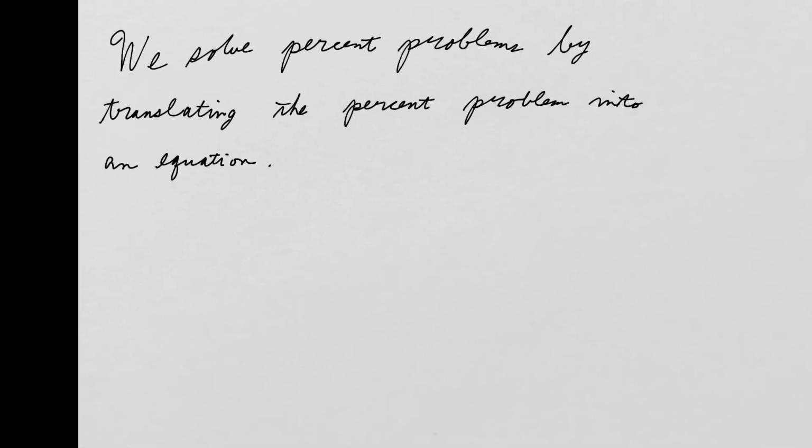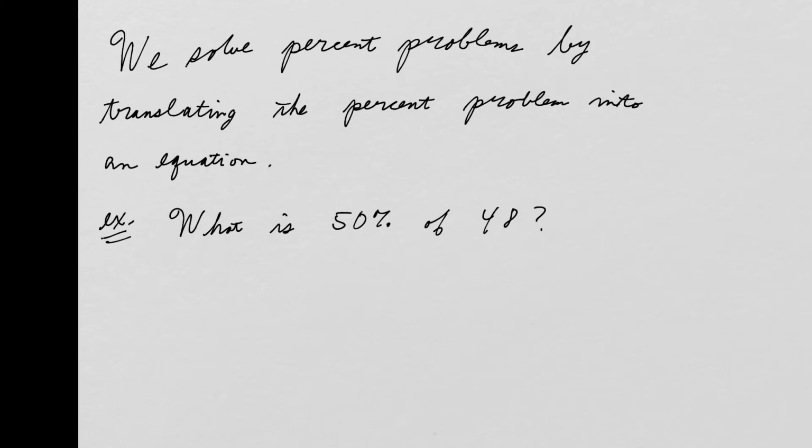Okay, so here's an example. Let's say we're asked, what is 50% of 48? We want to translate each part of this into some part of an equation, whether it's a variable or the equal sign.